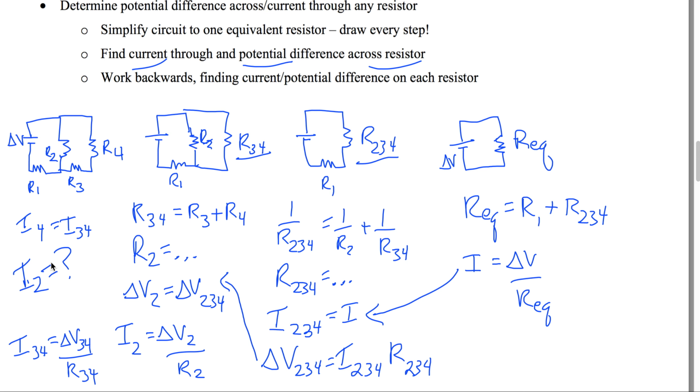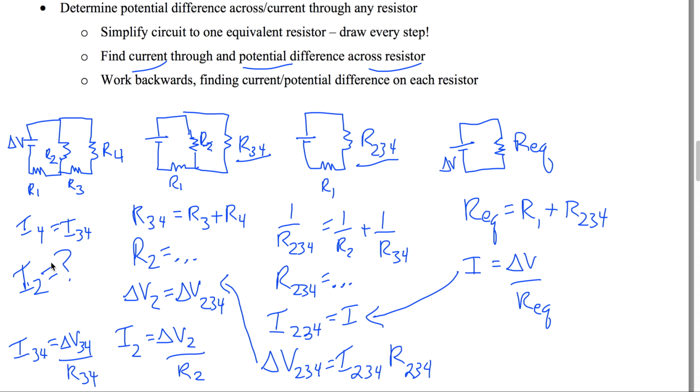So I hope that helps in simplifying your circuits. I'm going to stick to just finding current or potential difference. You're not going to have to find power through any of the resistors, even though that would just be using one additional equation for power. The process is still the same.